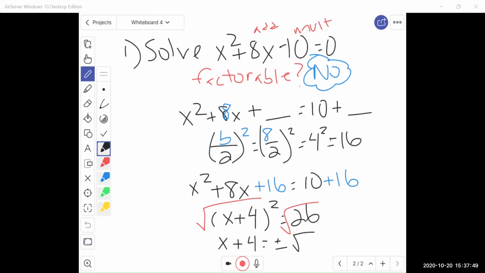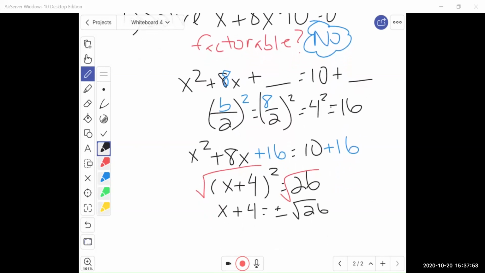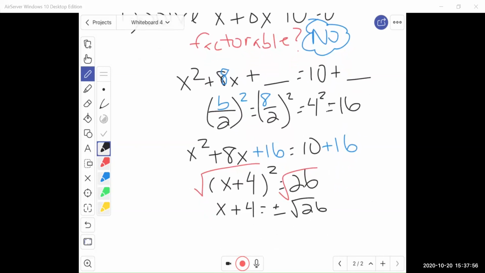Big square root 26. We ask ourselves, do I have any numbers that multiply to get me 26 that are a perfect square? And I do not. So all I can do is subtract 4.